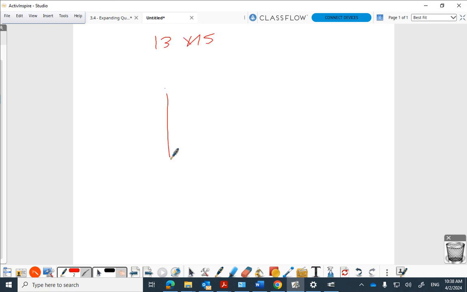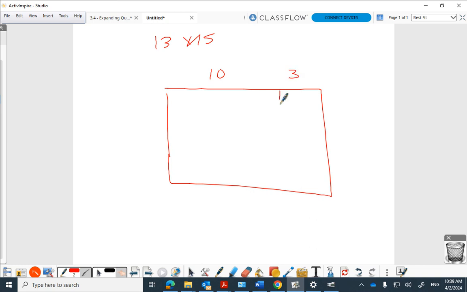Here's what it looks like. And this isn't me playing around. This is a great picture of binomial distribution. The 13 I think of as 10 and 3. And maybe I do a better picture by making the 3 smaller. And the 15 I think of as 10 plus 5. And each rectangle is easy. 10 times 10? 100. 10 times 5? 50. 10 times 3? 30. 3 times 5? 15. Answer? 195.